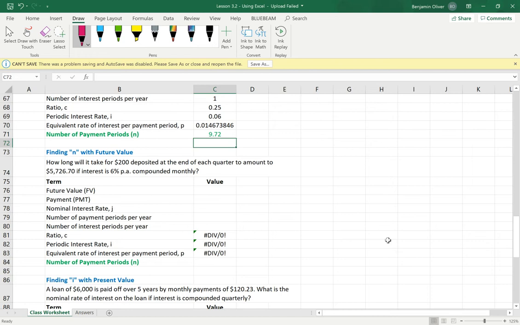Okay, so picking up where part 1 left off, it only lets me record 15 minutes at a time, so that's why you have 2 recordings. So we're going to find n, or the number of payment periods with the future value known.